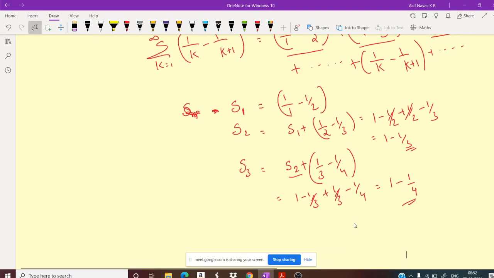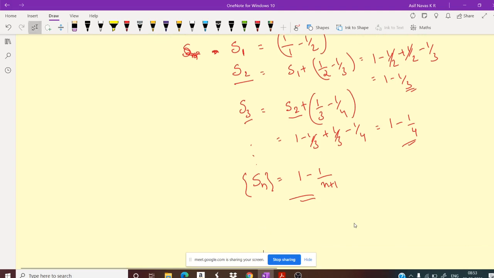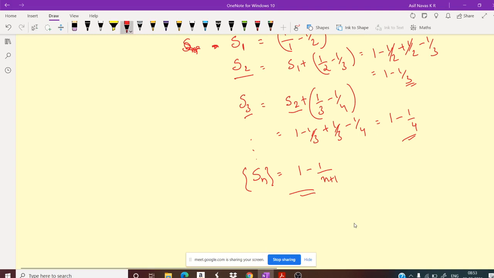So in general, look at this pattern for Sn. When n equal to 1, we get 1 minus 1 by 2. When n equal to 2, we get 1 minus 1 by 3. And n equal to 3, we get 1 minus 1 by 4. Therefore, what will be Sn? This will be equal to 1 minus 1 by n plus 1. So the sequence of partial sums is 1 minus 1 by n plus 1.